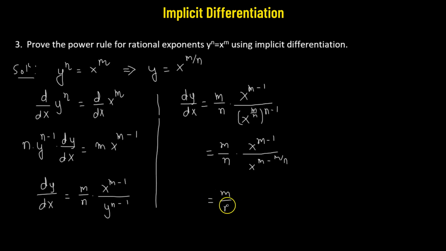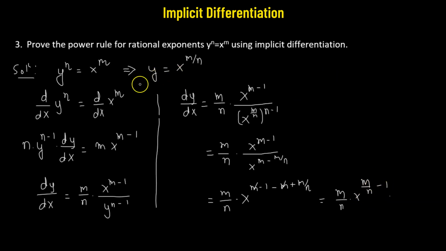Now using the law of exponents, we can combine the two x's present in both the numerator and the denominator as x raised to the power of m minus 1 minus m plus m over n. So the m and m cancel, and this leaves us with m over n times x raised to the power of m over n minus 1.